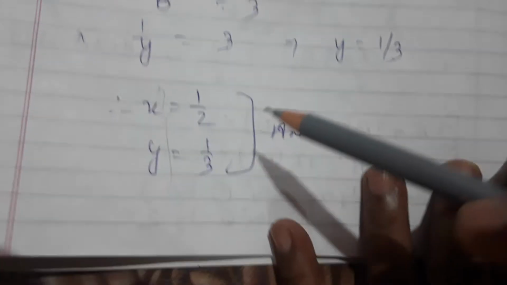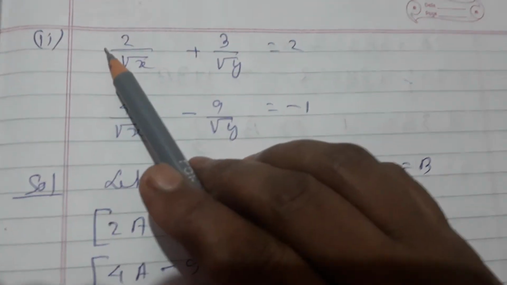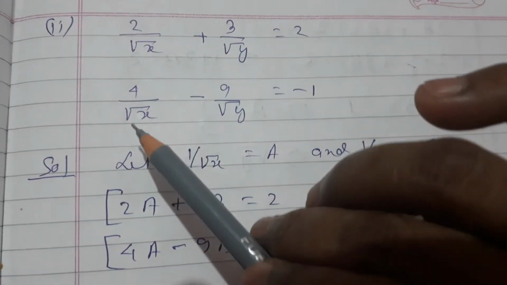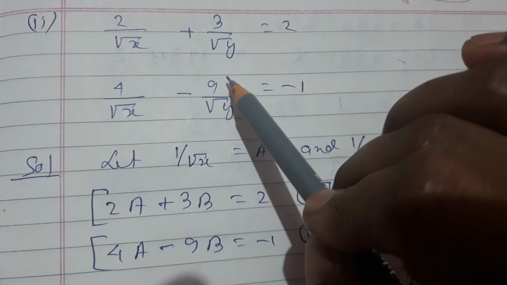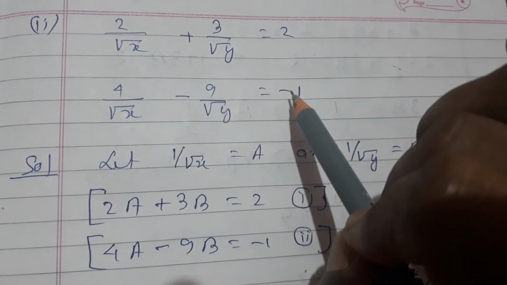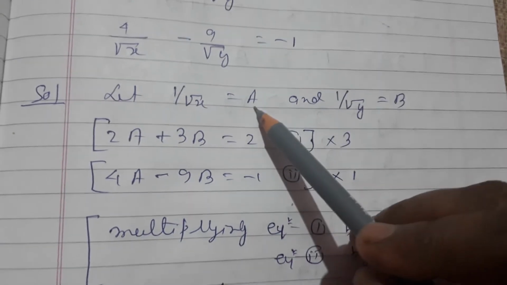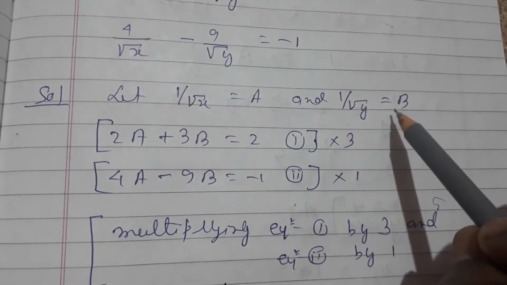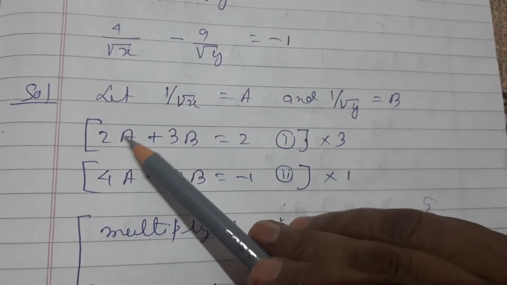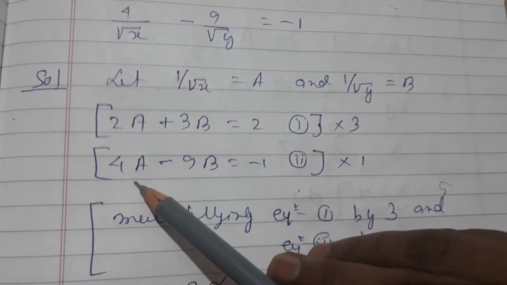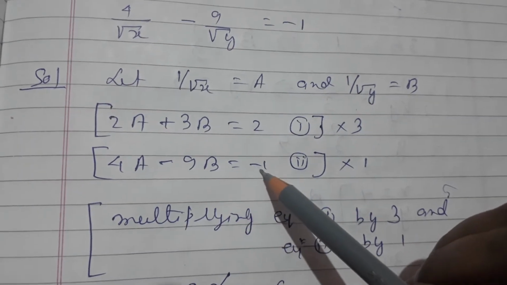Okay. Now proceed to the next question. 2/√x + 3/√y = 2 and 4/√x - 9/√y = -1. Let 1/√x = a and 1/√y = b. So this will be 2a + 3b = 2 and 4a - 9b = -1.